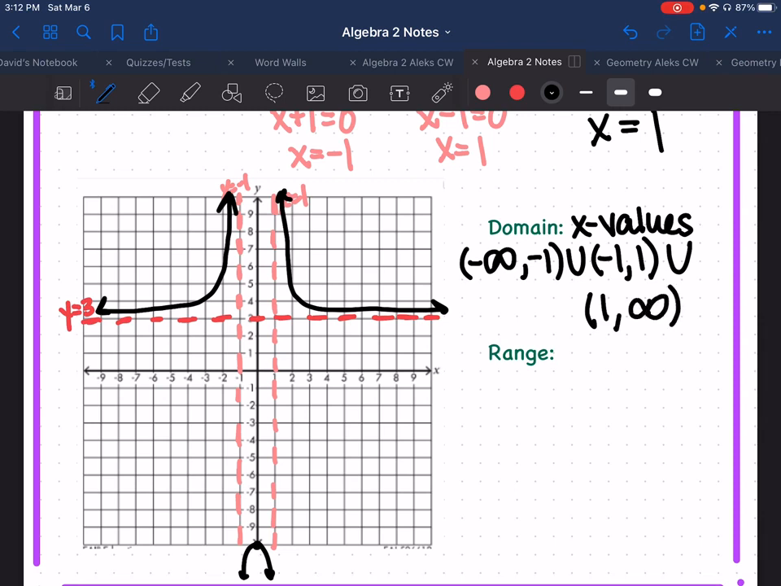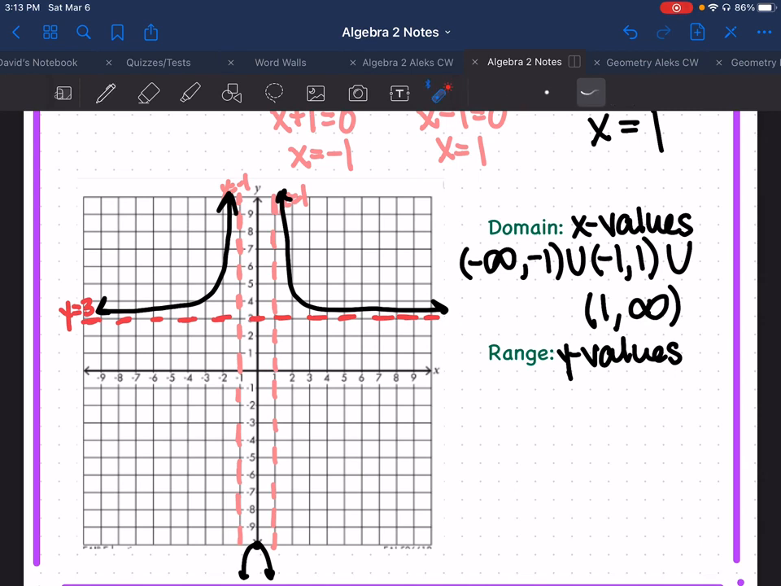Okay, so what's happening is our two vertical asymptotes are splitting it, and I have to talk about the piece leading up to the first asymptote, the part in between the two vertical asymptotes, and then the part after the last asymptote. Whoa, that was a lot. My range, which is my y values, this one's trickier.